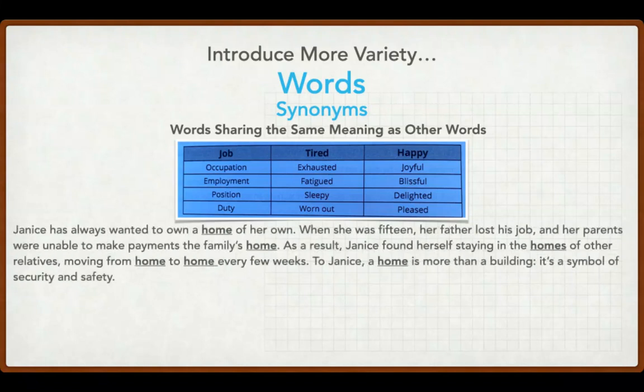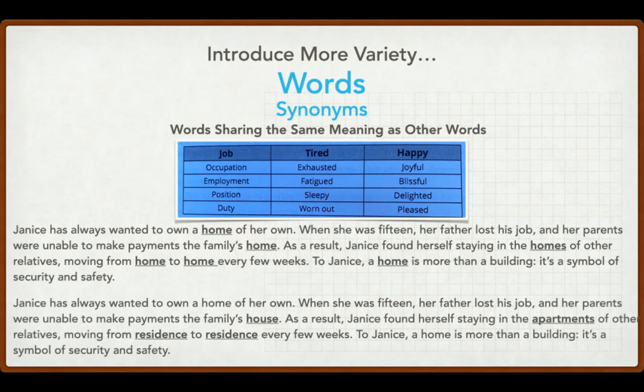Pause the video and read the following passage, then compare it to the one that follows. The word home was used over and over in the first paragraph. In order to make the paragraph more readable, we replaced home with the synonyms apartments, residence, and building.